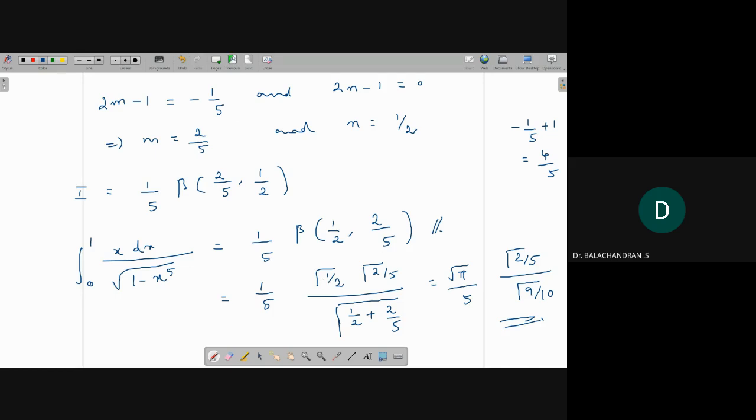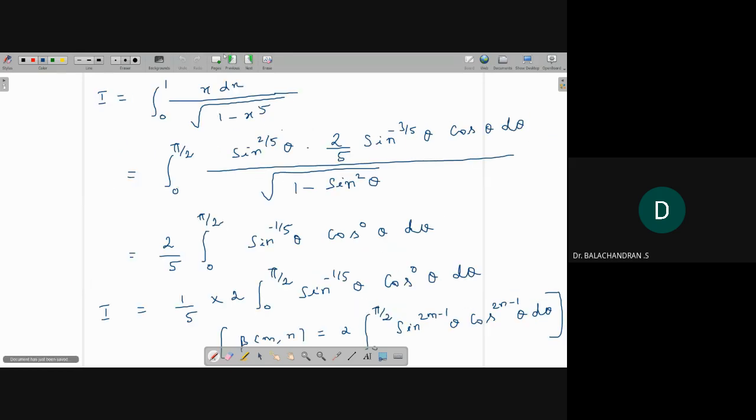Otherwise, suppose if they ask evaluate, here also there is no need to write cos power 0 theta d theta. 2 by 5 integration 0 to pi by 2 sine power minus 1 by 5 theta d theta. I think yesterday we derived the formula for integration 0 to pi by 2 sine power p theta d theta, which is equal to what?